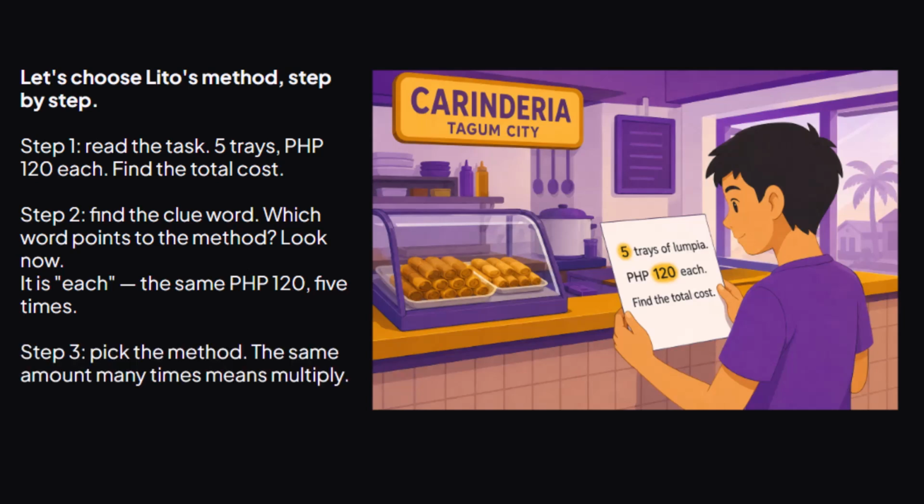Step 3, pick the method. The same amount many times means multiply. And for step 4, we have to calculate. 5 times 120 pesos is equal to 600 pesos.